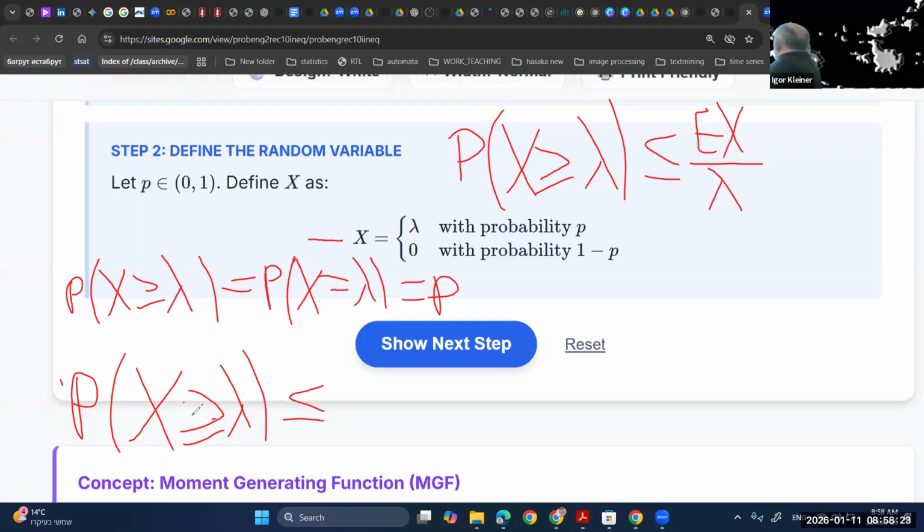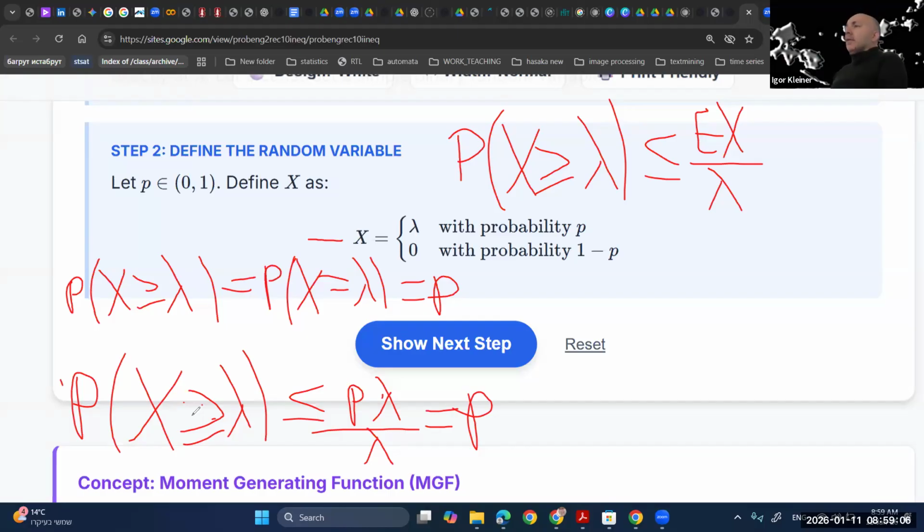So the probability that x is greater than or equal to lambda is, by Markov inequality, less than or equal to the expected value of x divided by lambda. Can you find the expected value of x? It is p lambda, so p lambda divided by lambda equals p. You see, this is the exact answer, and this is the Markov bound. It's the same thing. So from here we can conclude it's impossible to improve Markov inequality, because for some random variables it's an equality. That's all. Is the solution clear?